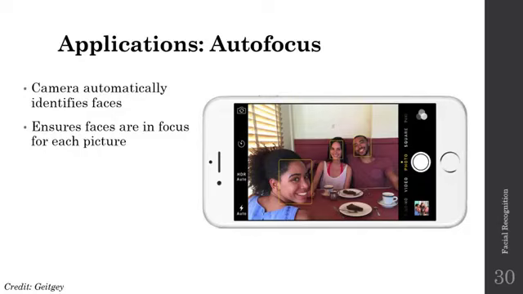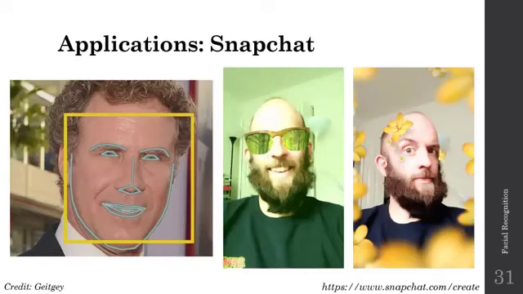For example, camera software on our smartphones will automatically identify faces in the image frame such that it can adjust the focus of the image and ensure that all faces are in focus in the recorded image. The ability to detect faces in an image is key to applications such as Snapchat. These applications identify the facial structure in an image and use those locations to overlay various filters.